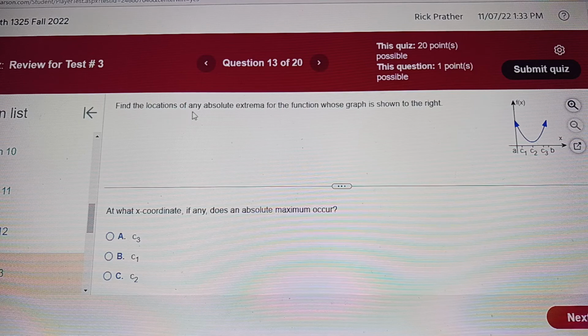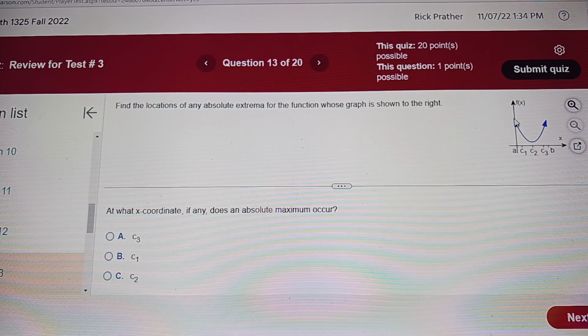Okay, find locations of absolute extrema for the function whose graph is shown to the right. So I do not have a closed interval here. This is an infinite interval because of these arrows going up forever. This graph will go up forever, so it's never going to have an absolute maximum. If it was a closed interval, then I would be guaranteed 1 absolute maximum and 1 absolute minimum. But in an open interval or an infinite interval, then you're not guaranteed to get anything.